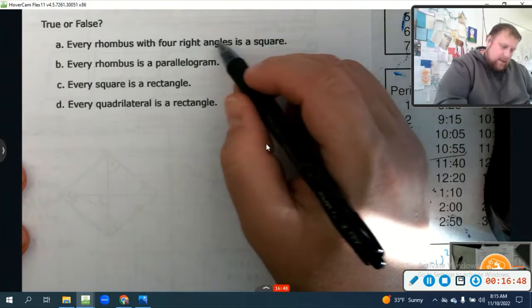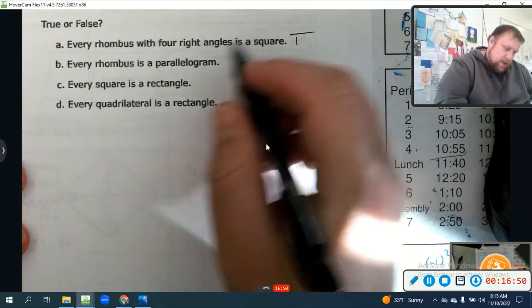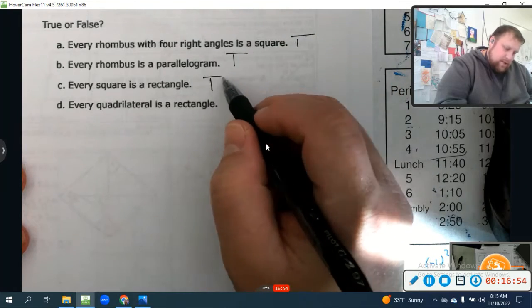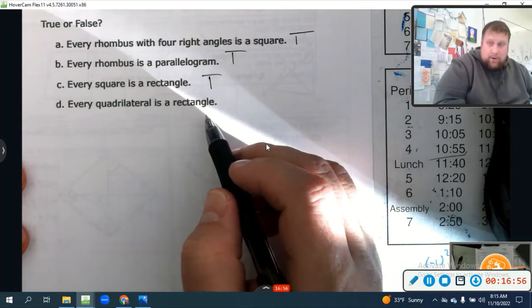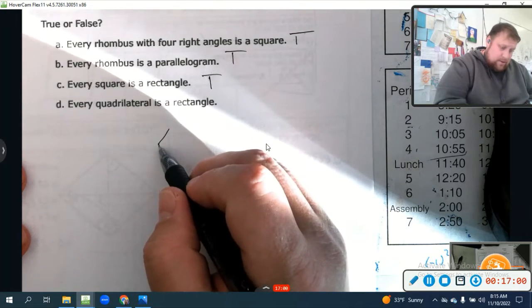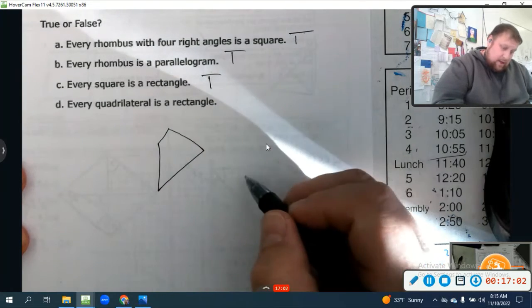True. Every rhombus is a parallelogram. True. Every square is a rectangle. That's true. Every quadrilateral is a rectangle? No. This is a four-sided figure, and that is not a rectangle, so that is false.